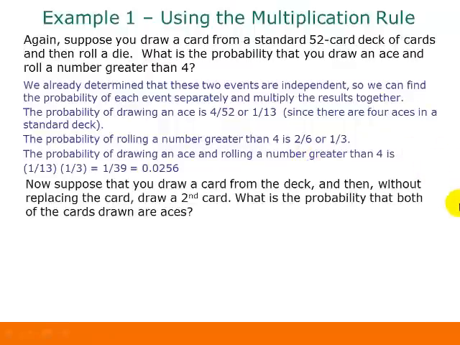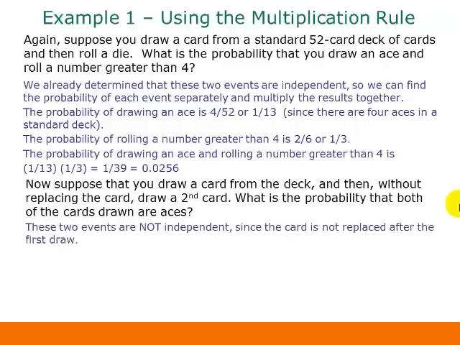Now, suppose you draw a card from the deck, and then, without replacing the card, draw a second card. What is the probability that both of the cards drawn are aces? Now, these two events are not independent since the card is not replaced after the first draw. What that means is that for the second event, we have to take into account what happened in the first event.